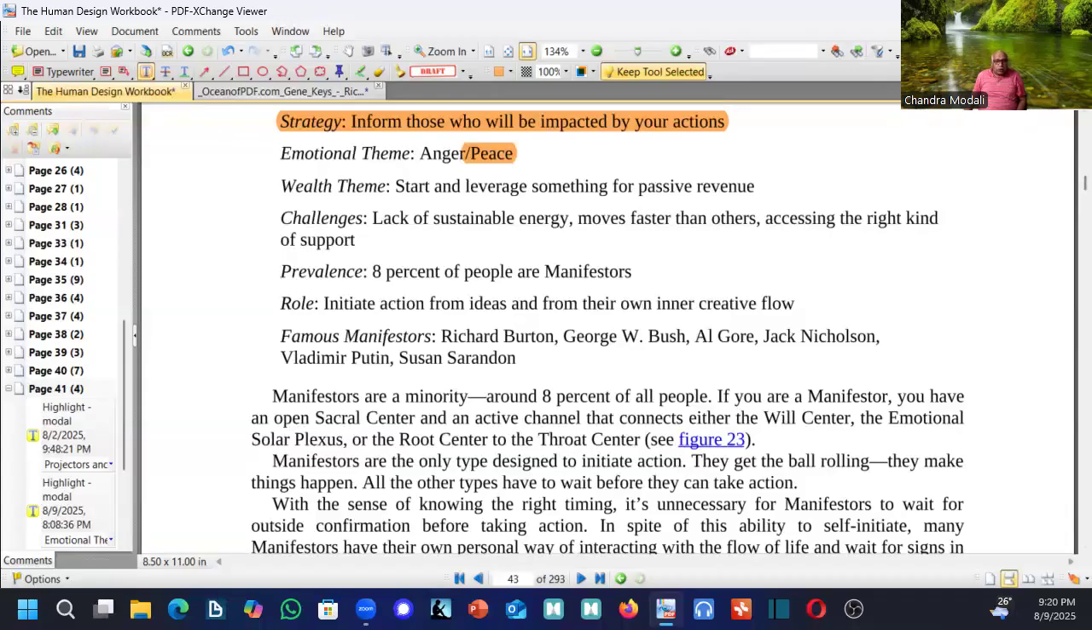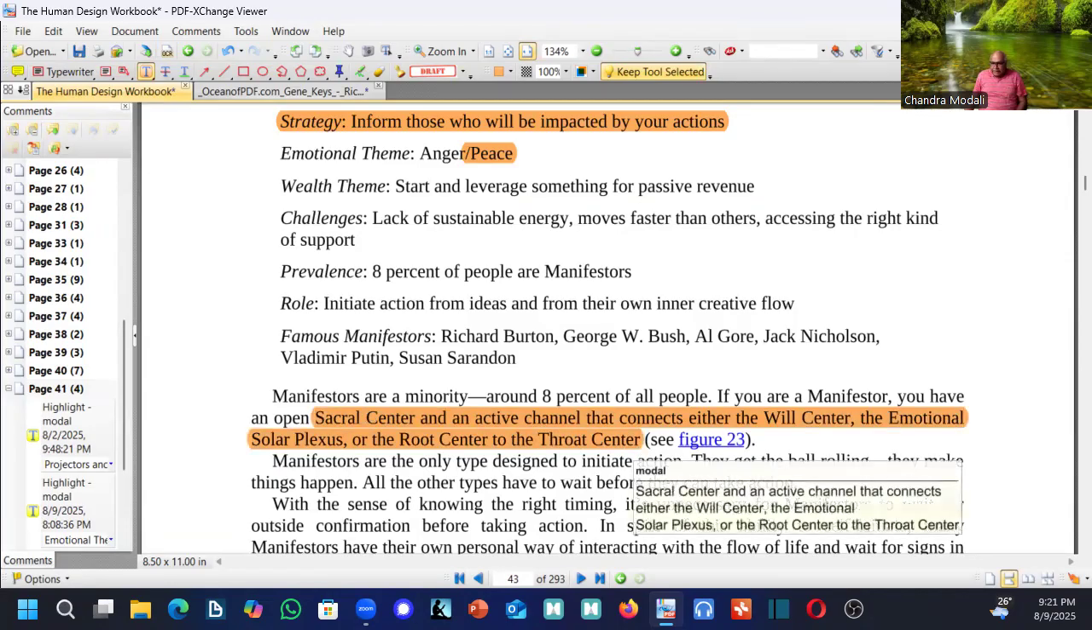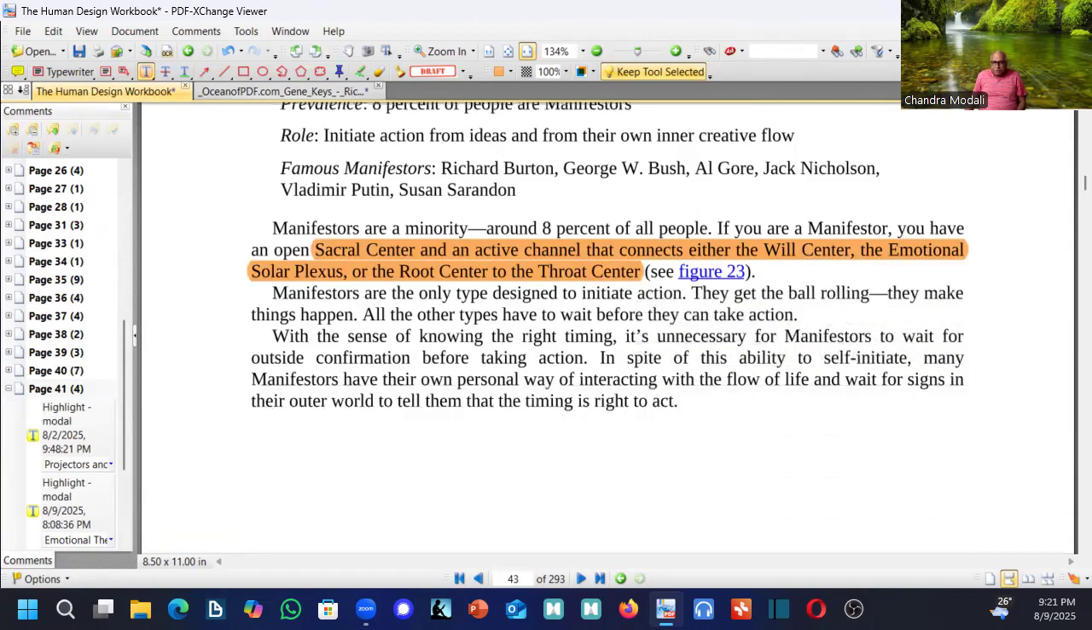The emotional solar plexus or the root center to the throat center. So these are the active channels that connect the will center, the emotional solar plexus, or the root center to the throat center. That means these are his dominating characteristics that you will find.